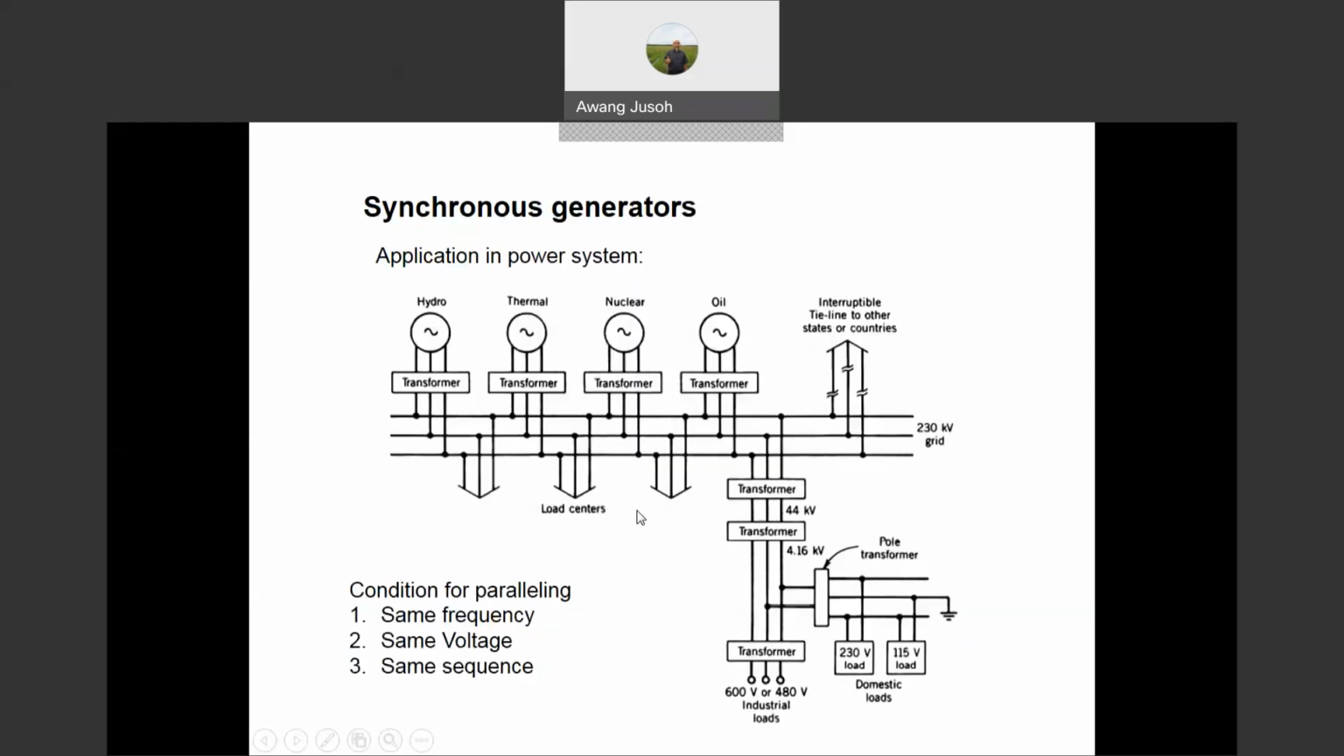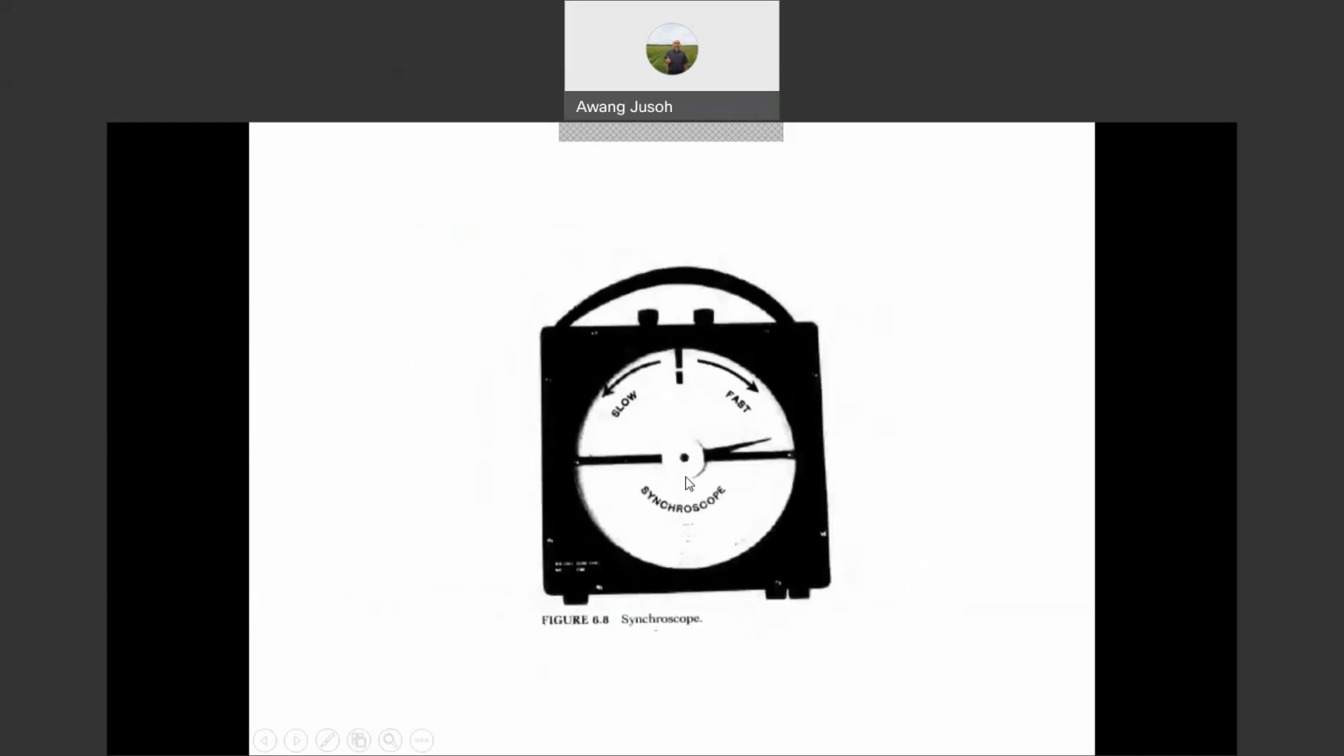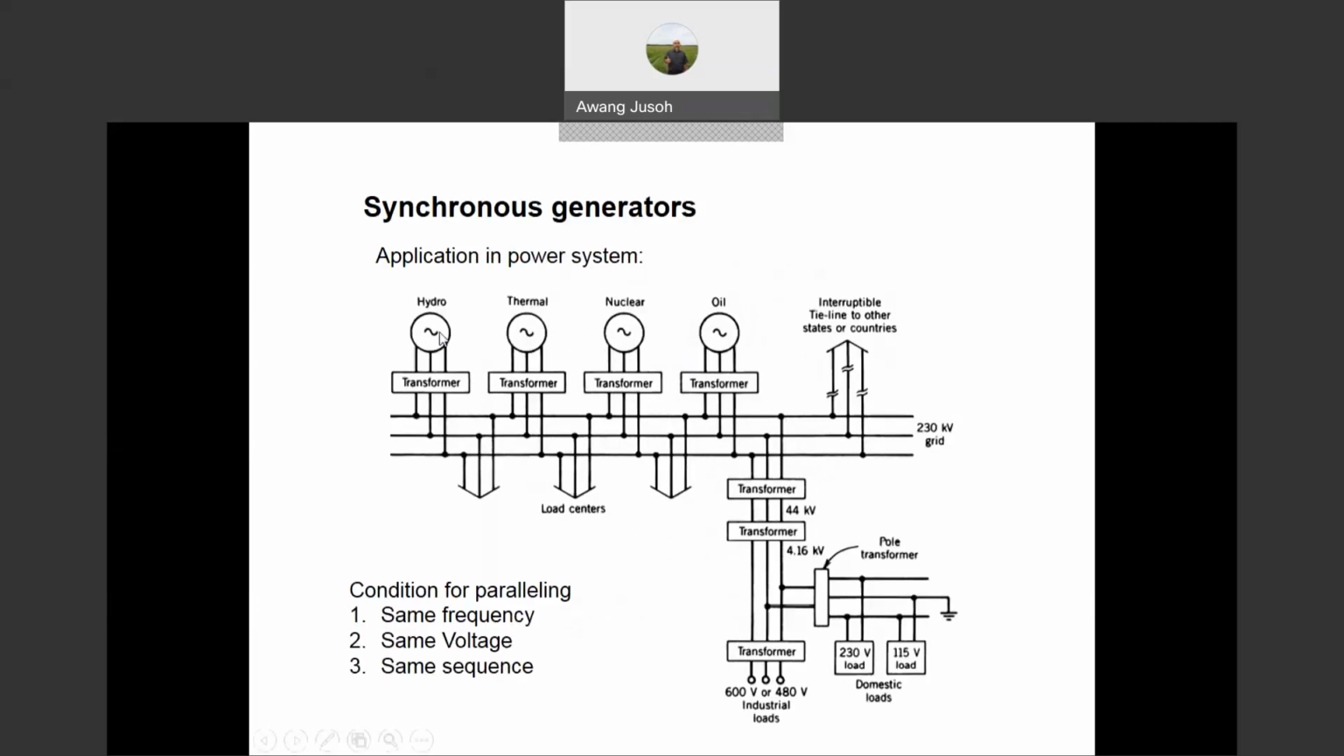Okay. So in order to do synchronization, in order to join the generator to the grid system, we need to use a special device. They call it a synchrometer. When the meter is rotating and it is at the middle there, that means everything is synchronized. The voltage is the same, the frequency is similar, and the sequence is the same. And then you can push the button. You can close the switch so that your generator here can be connected to the grid system. There is a system for that, but the basic principle to understand is just like that.